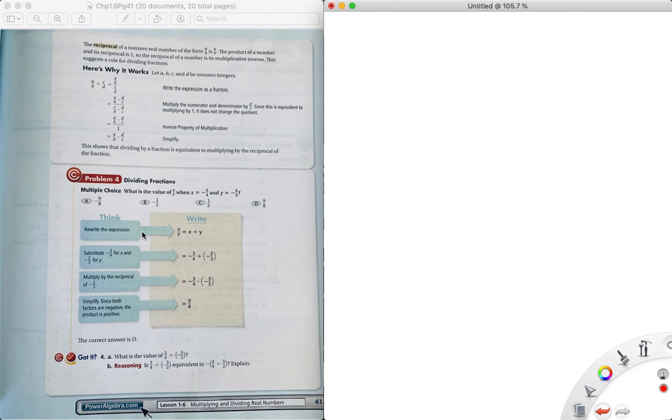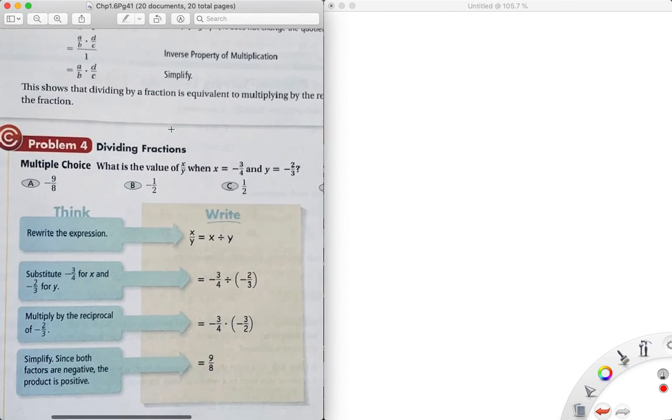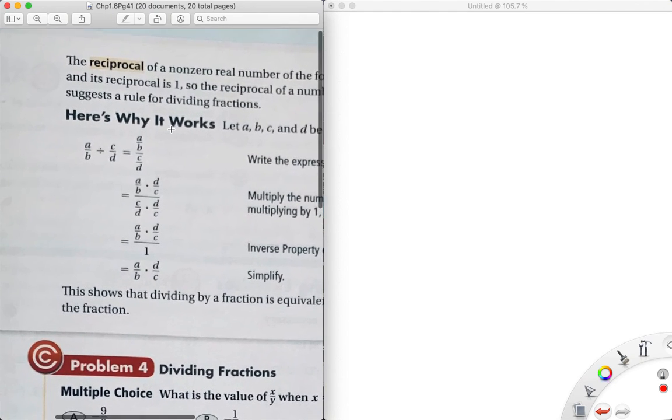Inverses are also called reciprocals. They're dividing fractions here, and they want to explain why when you divide fractions you multiply by its reciprocal. I'm going to go with the book's example. I'm not going to write anything on the pad because it's a good example.